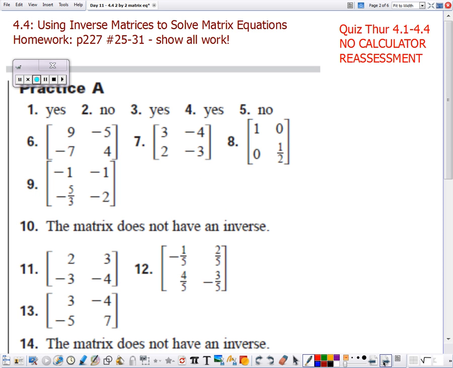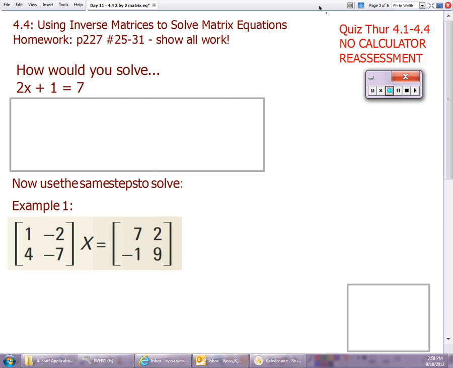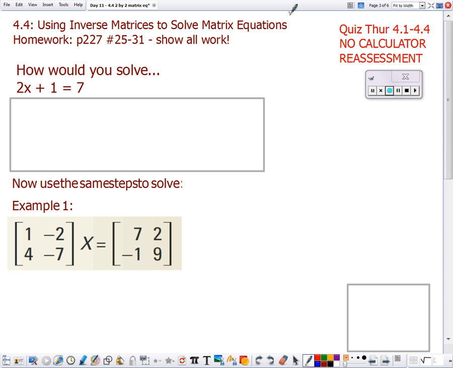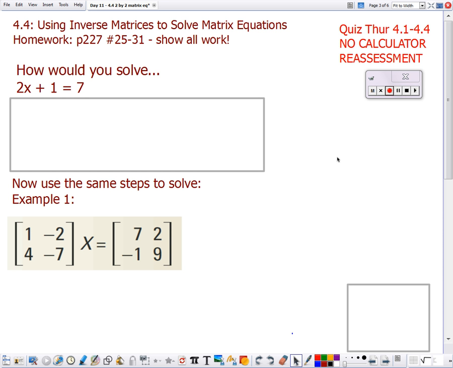The answers to last night's homework are on Edline in yesterday's flip chart and in this one, so please check on your own time. So today we're going to talk about solving matrix equations. So my first question to you is, how would you solve 2x plus 1 equals 7? Think about the steps that you would take.